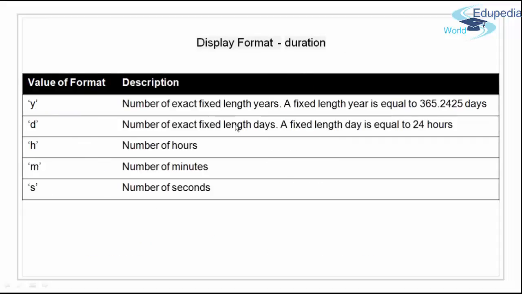Shown and summarized here are the formats in which we can display duration. So the duration of a year is formatted using character y, that is nothing but number of fixed length years. Fixed length year is 365.2425 days. The duration of a day is formatted using character d, that is nothing but number of exact fixed length days. A fixed length day is equal to 24 hours. Similarly, a duration of hour is denoted by character h, a duration of minute is denoted by character m, and a duration of second is denoted by character s.